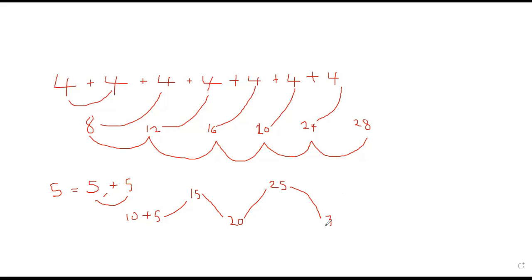30 plus 5 gives 35. And 35 plus 5 gives 40, and so on. Okay, so a multiple is a repeated addition. It is very simple. If you are asked to find a multiple of any number, all you need to do is keep adding the number, and you keep getting the multiples of that number.